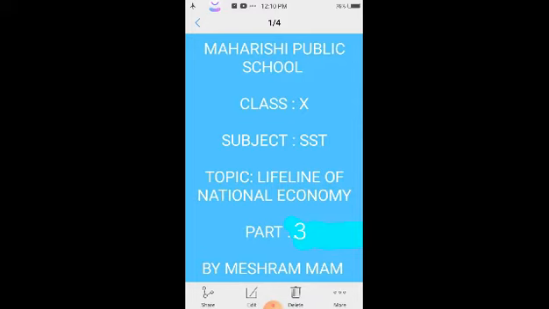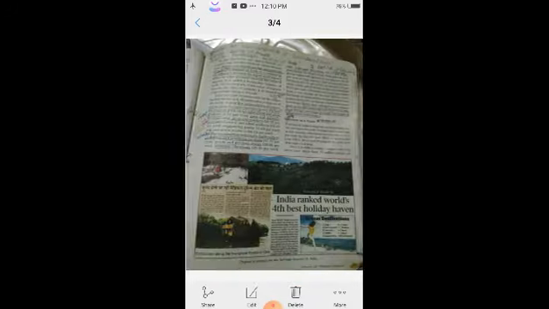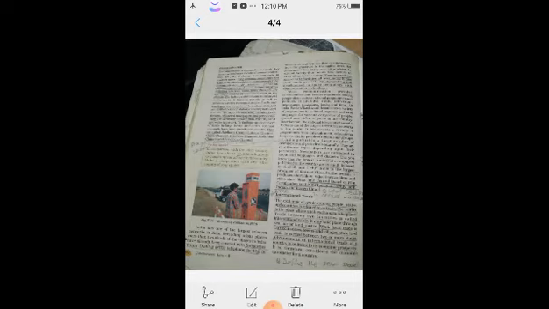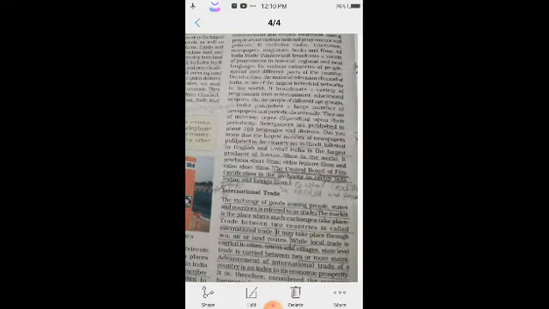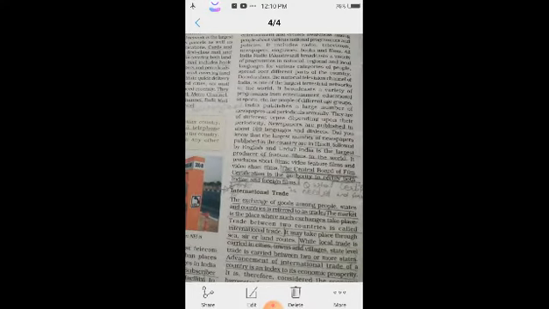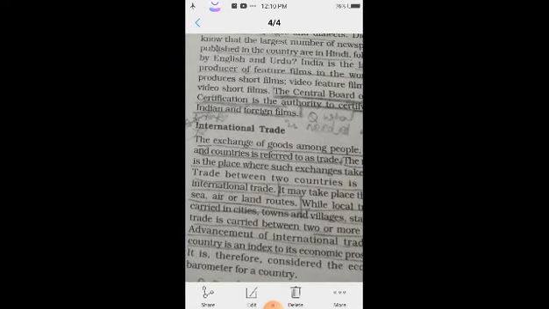So first of all, in this part we'll discuss international trade. The exchange of goods among the people, states and countries is referred to as trade. What is trade? Exchange of goods among the people, states and countries. It is referred to as trade.